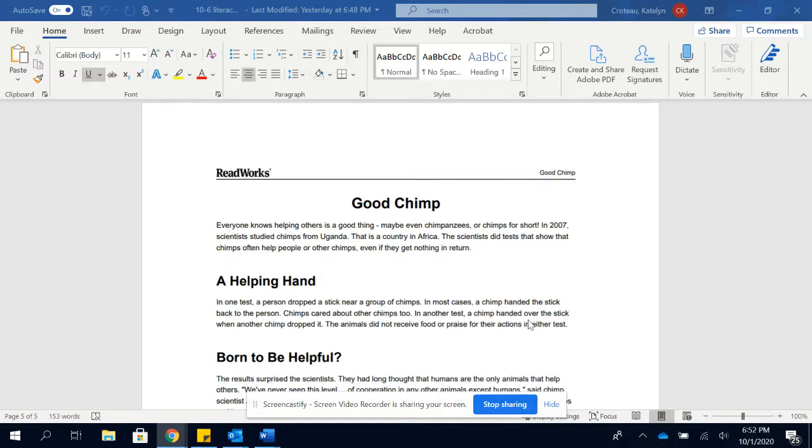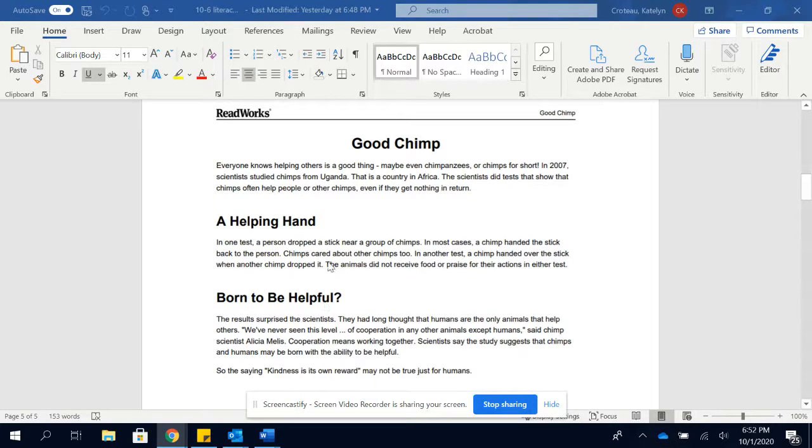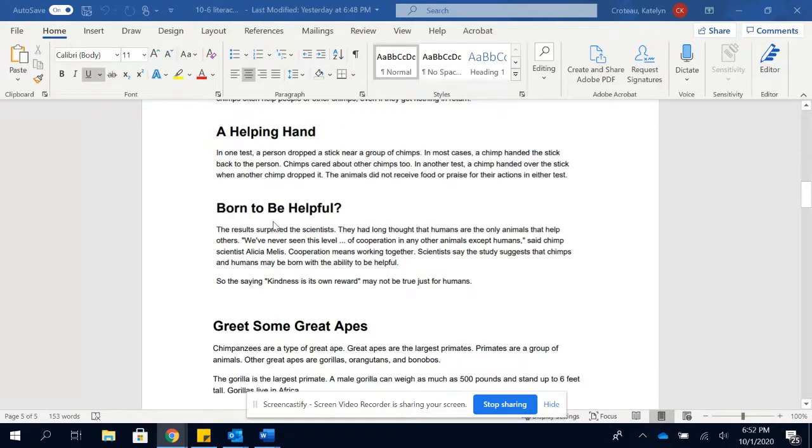In most cases, a chimp handed the stick back to the person. Chimps cared about other chimps too. In another test, a chimp handed over the stick when another chimp dropped it. The animals did not receive food or praise for their actions in either test, so they didn't get anything in return, but they still helped. Born to be helpful, the results surprised the scientists. They had long thought that humans are the only animals that help others. We've never seen this level of cooperation in any other animals except humans, said chimp scientist Alicia Mellis.